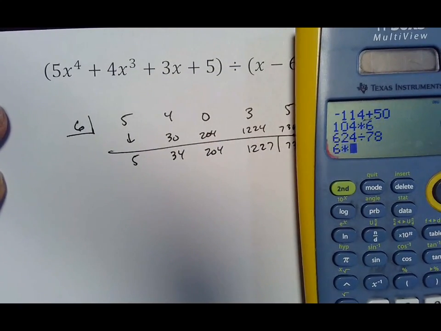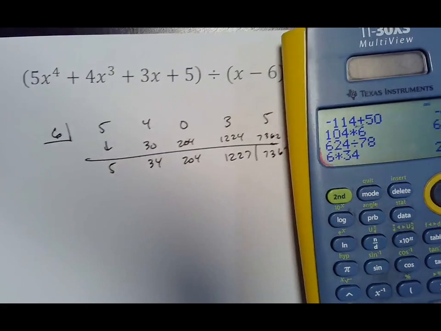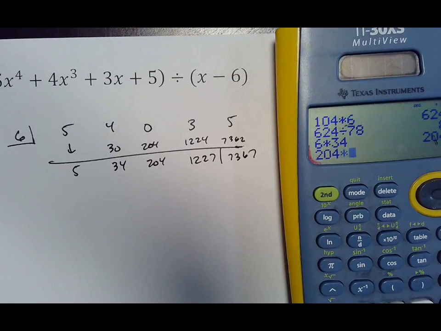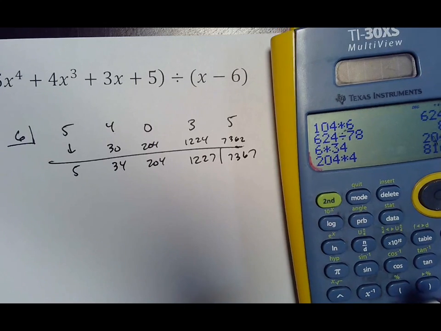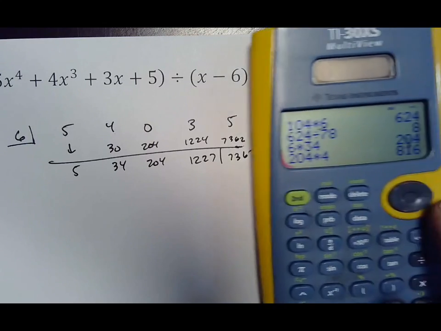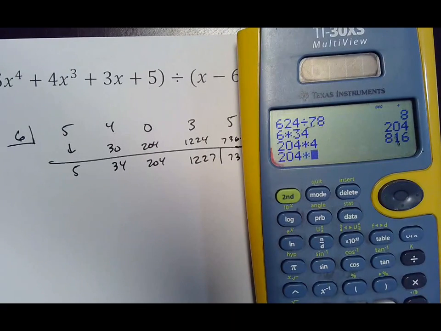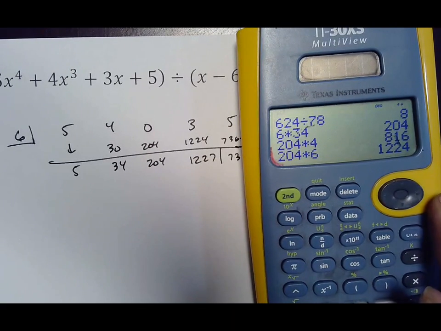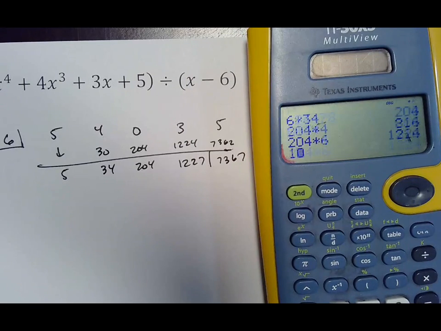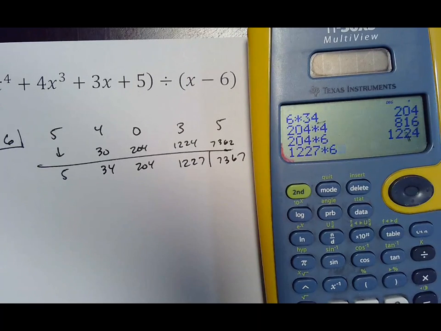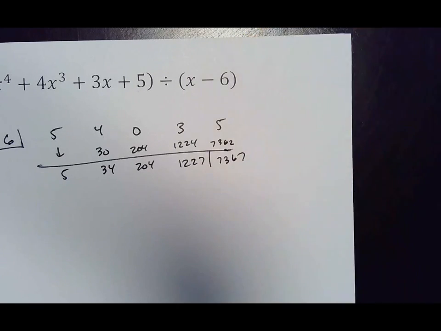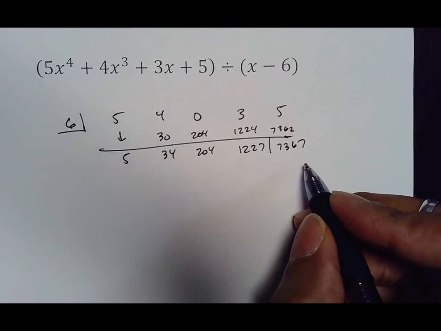6 times 34, I got that one right. 204 times 6. Where did I get that from? Oh, I put times 4. Shouldn't sell myself short like that. 1224 does work, and then 1227 times 6 is, yes, I still got it. Anyway, that is your remainder.